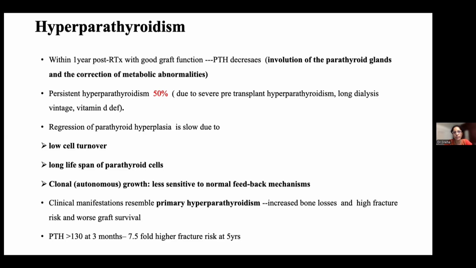The clinical manifestation of post-transplant hyperparathyroidism is usually like primary hyperparathyroidism, with an increase in PTH and calcium and a decrease in phosphorus. This leads to bone loss, increases the fracture risk, and worsens graft survival. A study has shown that with a PTH level more than 130 at 3 months post-transplant, they noticed a 7.5-fold higher fracture risk at 5 years.